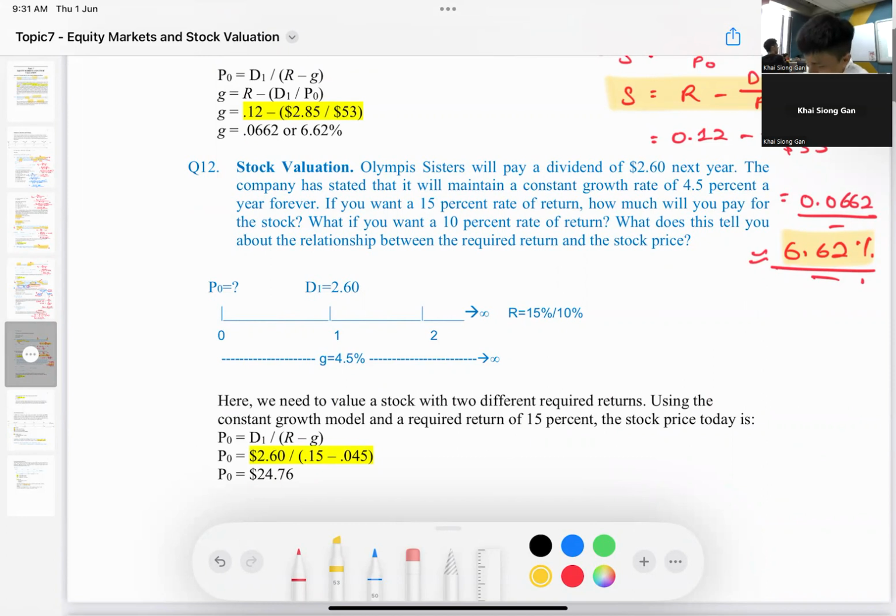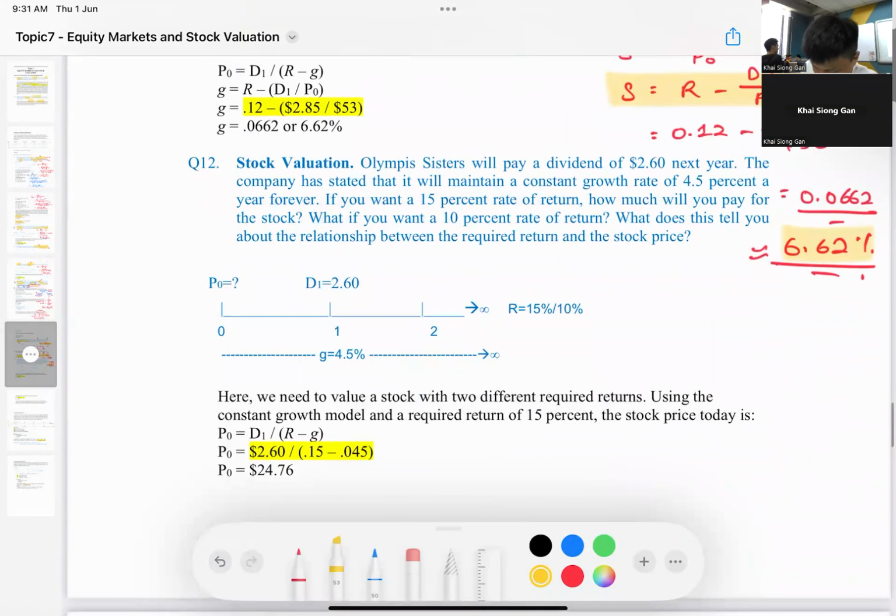Okay, next question. Valuation again. Olympic Sisters will pay a dividend of 2.6 next year, D1.